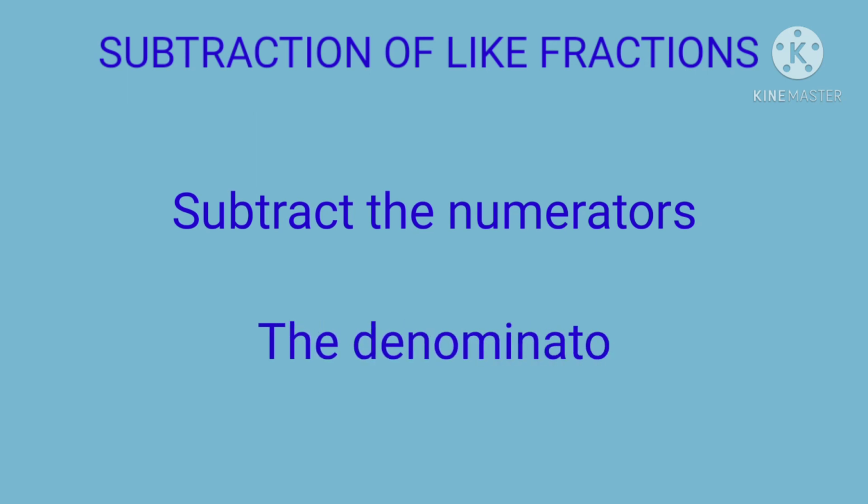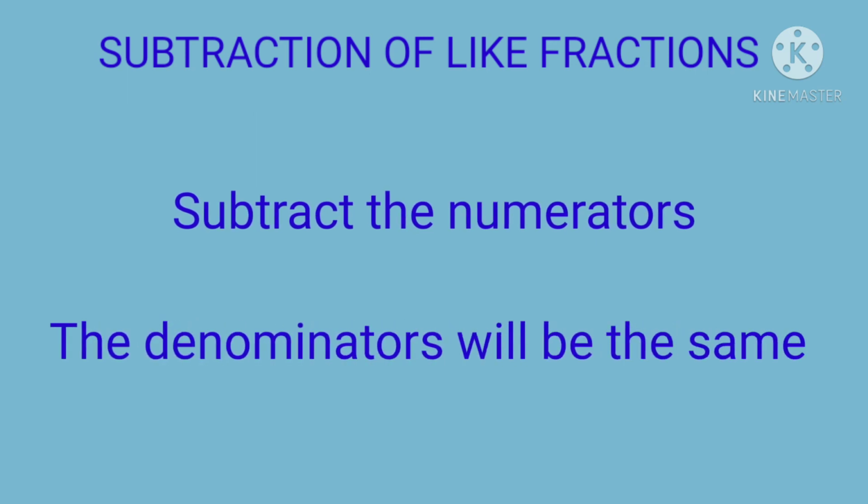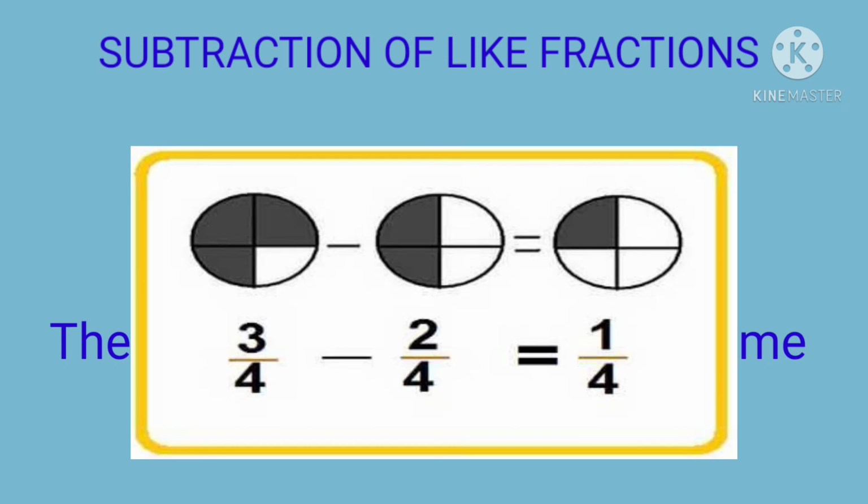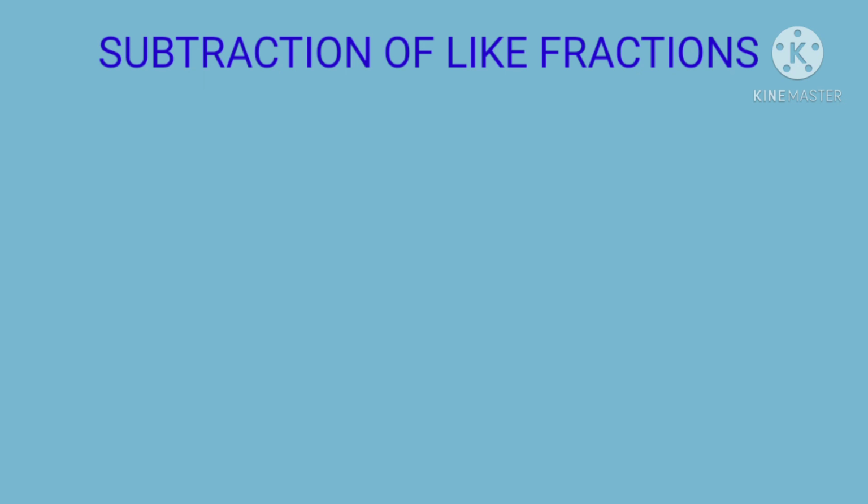Subtraction of like fractions. To subtract like fractions, subtract the numerators. The denominators will remain the same. Example, 3 by 4 minus 2 by 4. The denominator 4 will remain the same. Now let us subtract the numerators. 3 minus 2 is equal to 1. So we have the result as 3 by 4 minus 2 by 4 is equal to 1 by 4.